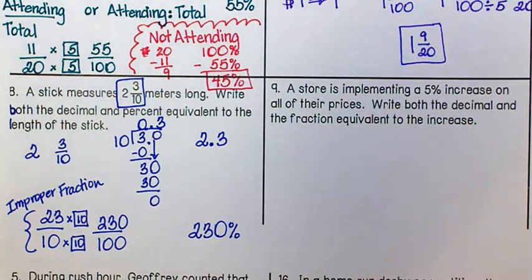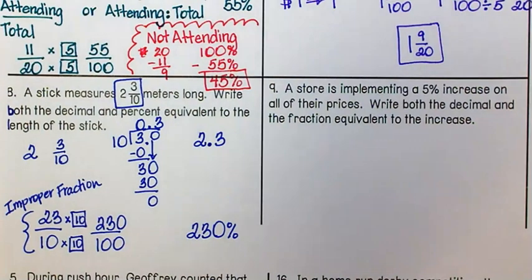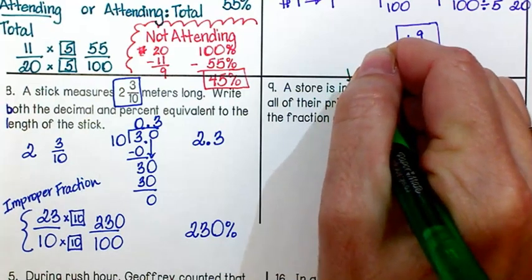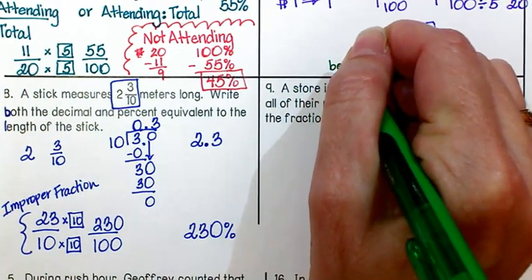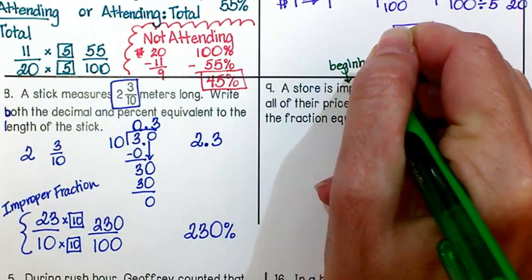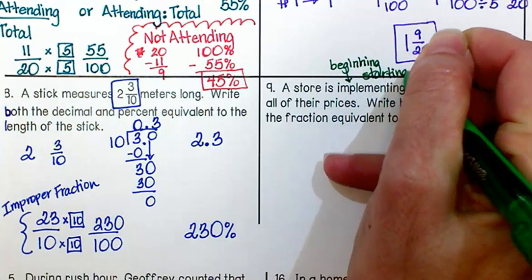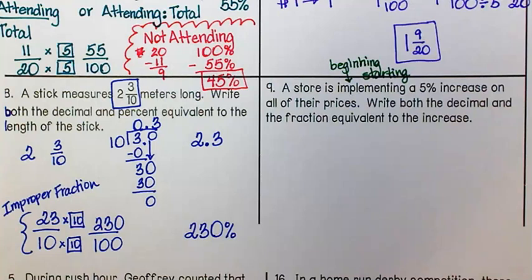All right, we're starting with number 9 for this particular video. Number 9 says, a store is implementing a 5% increase on all of their prices. A store is implementing something, like they're starting something. They're either beginning or starting a 5% increase on all of their prices. Write both the decimal and the fraction equivalent to the increase.